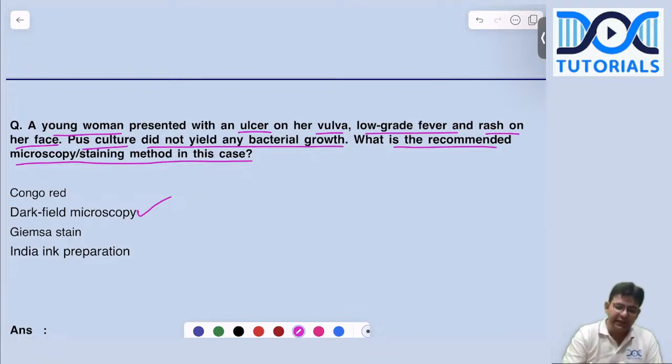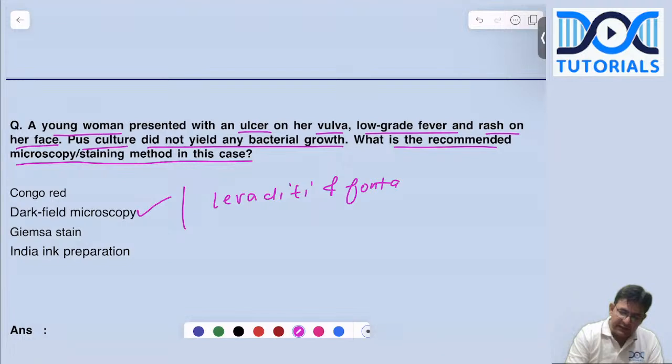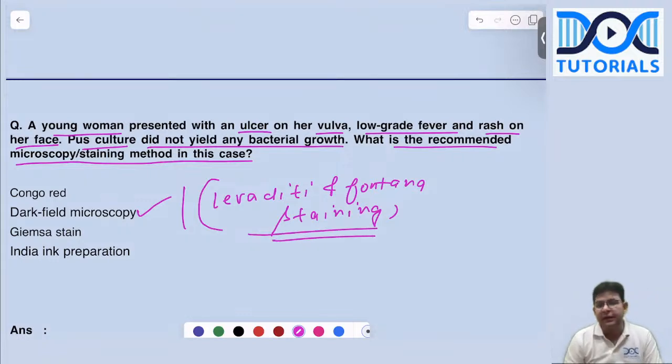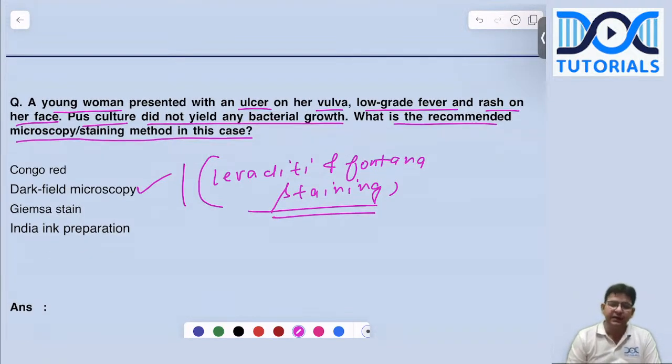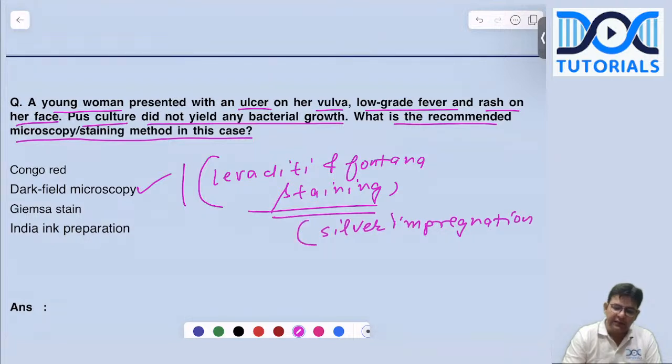The question which can come along with this dark field microscopy is which special staining is done, guys? Levaditi and Fontana staining. Levaditi and Fontana staining, which is which sort of staining? Silver impregnation methods. They are silver impregnation methods. I've told you the Lava company made a phone. Which color phone? Silver color phone. And this is a special edition. This is spiral.